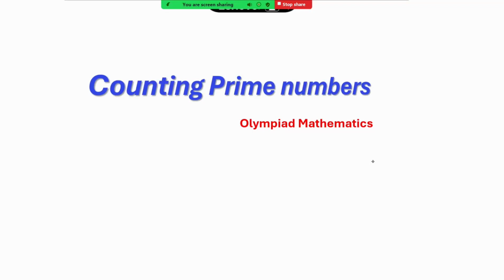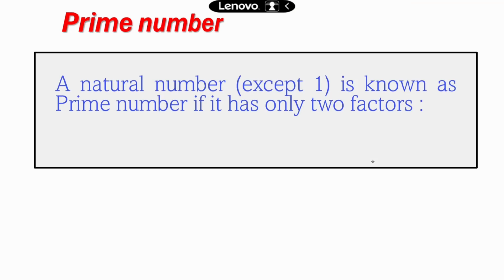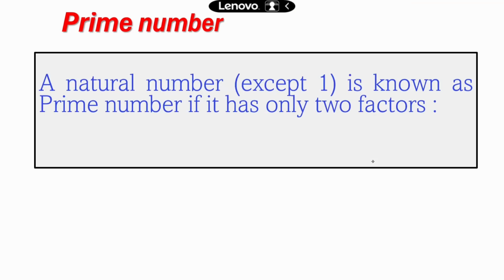Welcome to my lecture, and today we are going to discuss counting prime numbers. First we'll understand what prime numbers are. A natural number except 1 is known as a prime number if it has only two factors, 1 and the number itself.